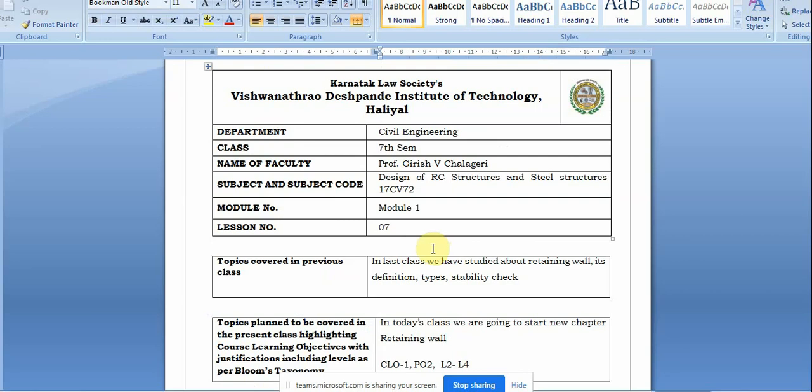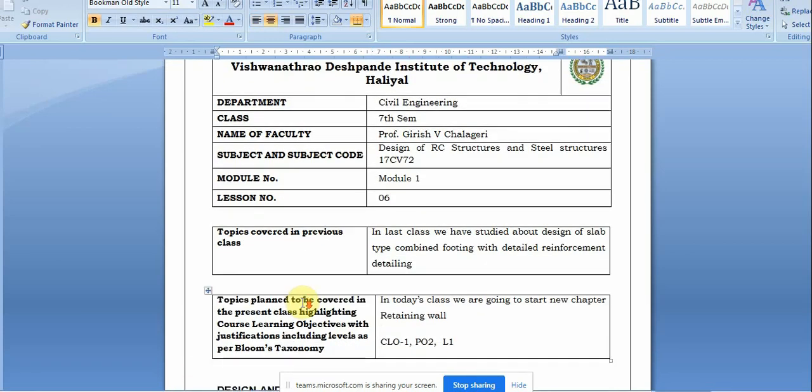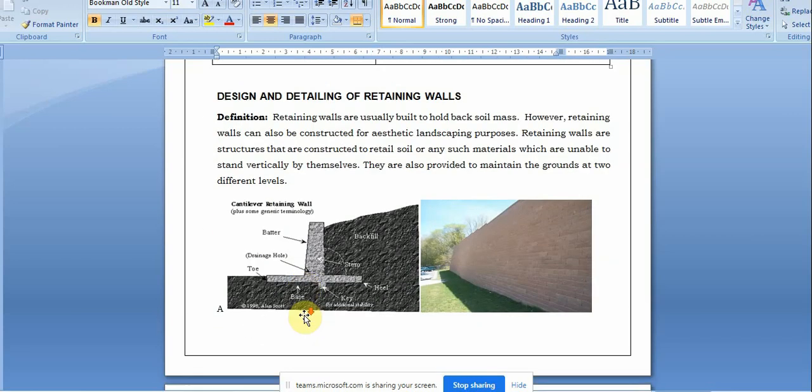In yesterday's class we studied a new chapter, that is retaining wall. We learned the definition of retaining wall, types of retaining wall, then how, after giving the dimensions, stability checking of retaining wall is done. You can see the retaining wall shown in the diagram here. We call this a retaining wall. Something which holds up the backside of the earth is called a retaining wall.